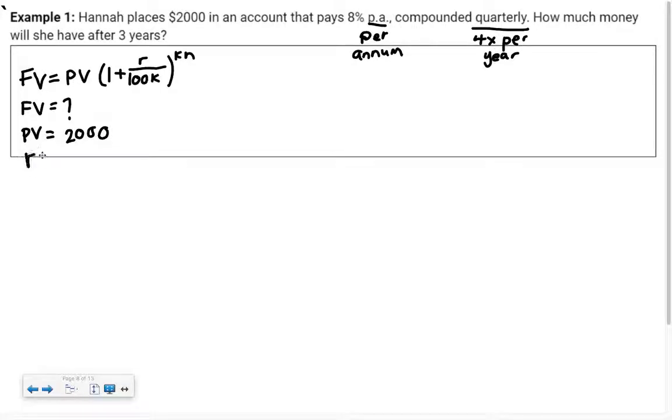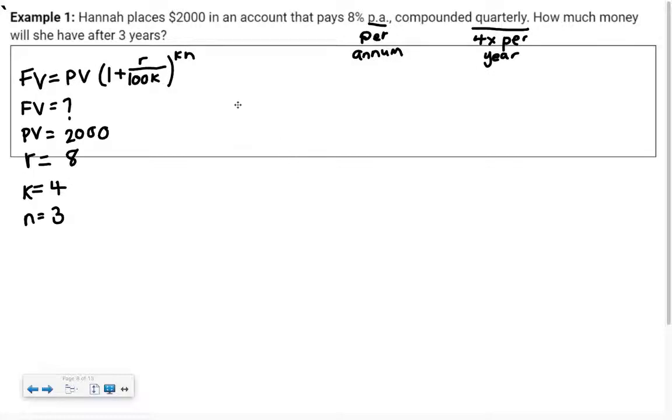My R value here, my interest rate, is 8. It's paying 8% interest. My K value is the number of compounding periods per year. This particular account is compounded quarterly. So every year they're going to compound interest 4 times. My N value is the number of years. And it says that we're looking for how much money she has after 3 years.